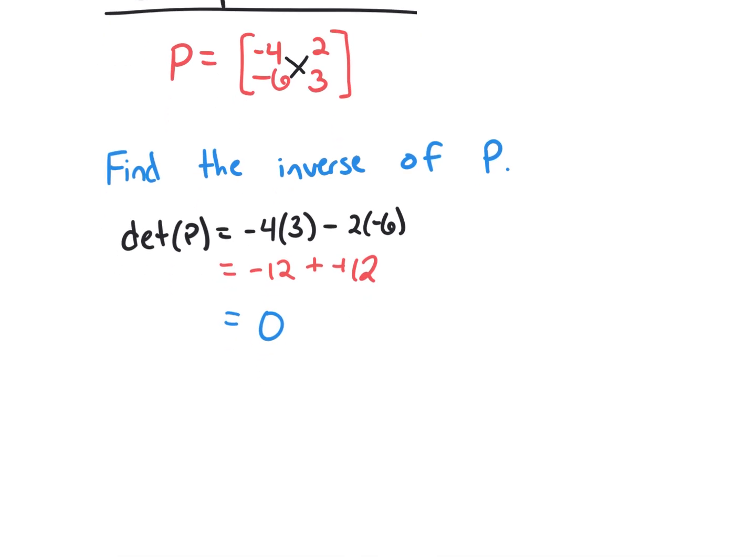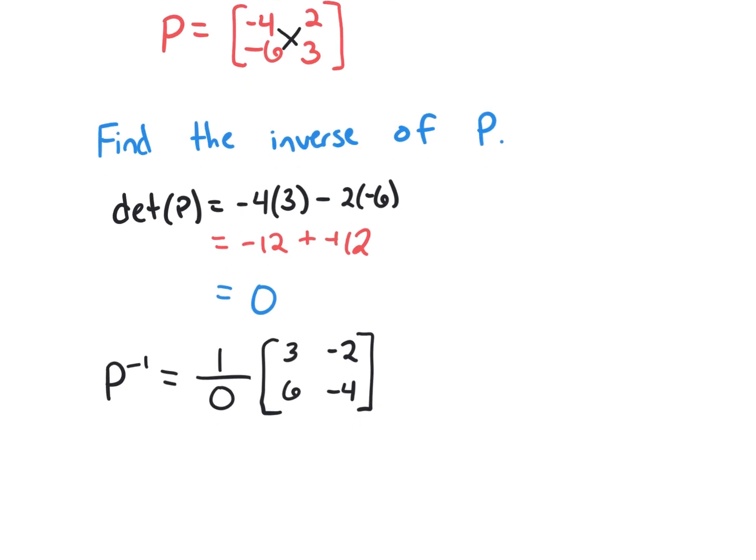Yes. So finding the inverse of P, we take 1 over what? 0. The determinant, 0, times. Now what happens when we set this matrix up? A and D switch, so this becomes 3, -4. What happens to B and C? -2 and +6. Good. Now, whenever you can simplify this fraction over here, simplify.